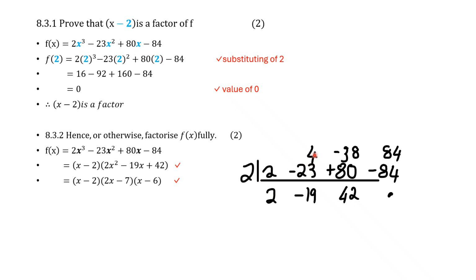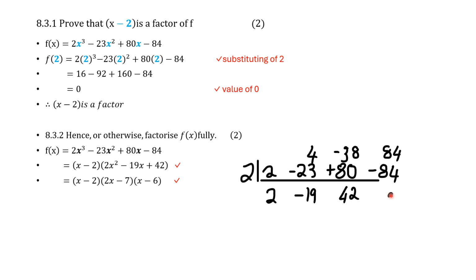Minus 23 plus 4 gives me negative 19. 2 times negative 19 gives me negative 38. So 80 minus 38 gives me 42. And then 2 times 42 gives me positive 84. 84 minus 84 becomes 0, or it cancels.